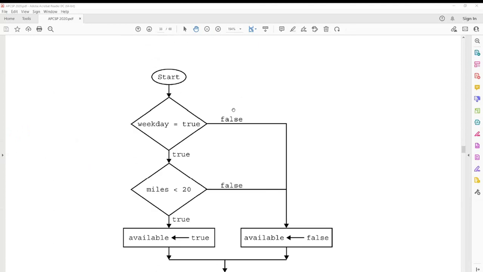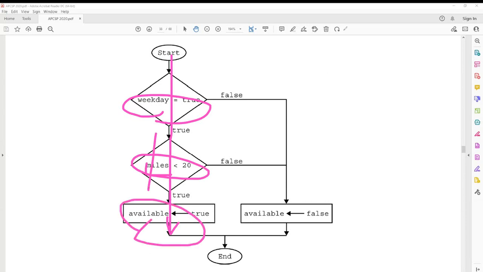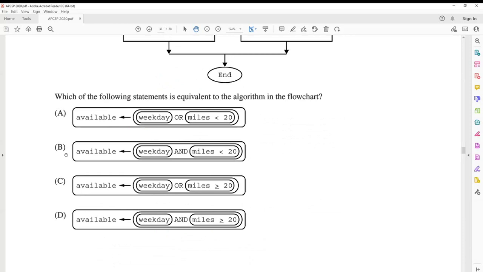Let's do it one more time. This one's a flow chart. And I tried to use a negative logic, but it doesn't work. A better way is that you go through this way. This is the only way it will be true. So weekday will be true, and then mile less than 20 is true. Both happen, you have availability is true. So that would be B.